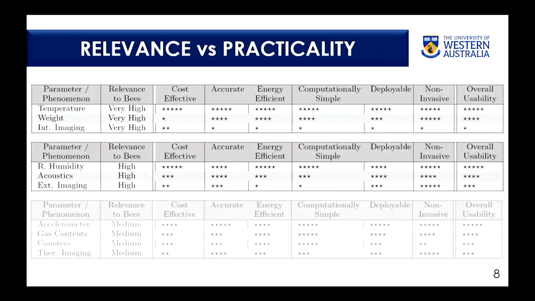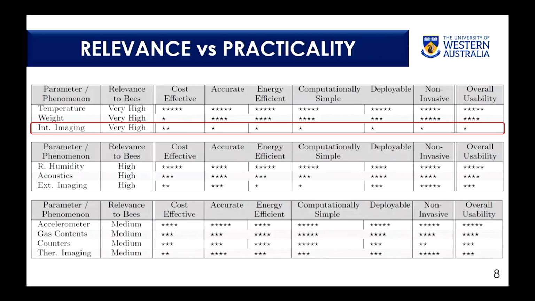But interestingly, not every relevant sensor is practical. Relevance and practicality are two different things. Let's take the example of internal imaging. On paper, it looks really good. You put a camera inside the hive, you can always see what is happening inside the hive, you can live stream it and the job is done. You can practically see what is happening inside.